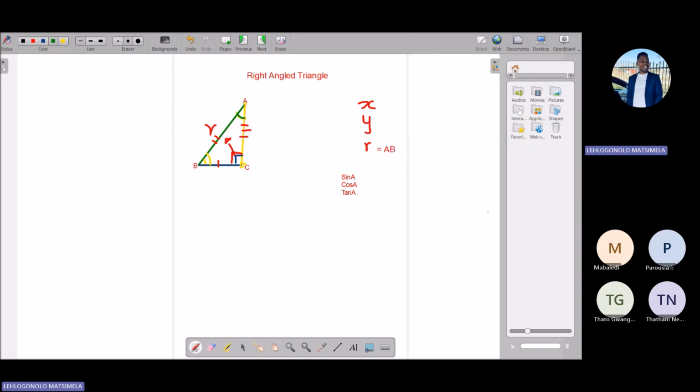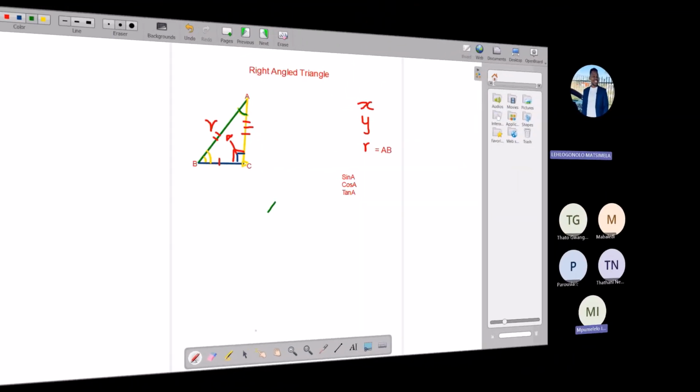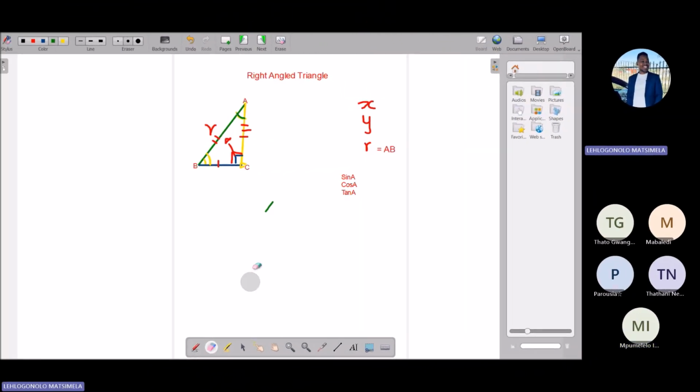So automatically now it's going to be simple for us, or for me and you, to label that. Now we see that since we now identify that our angle is at A, we identify the line in which the angle is at, which is the yellow line. In the yellow line, AC will become our X. So our X is equal to line AC.